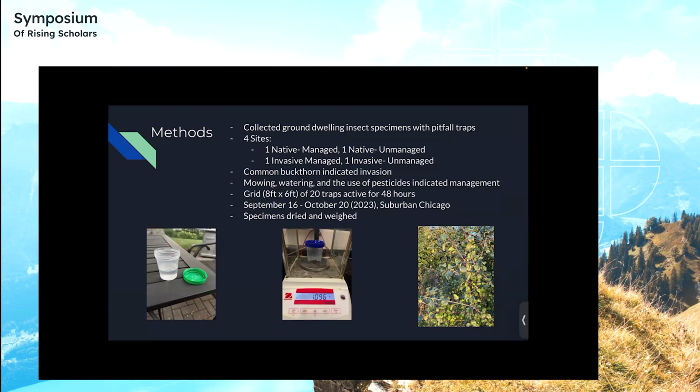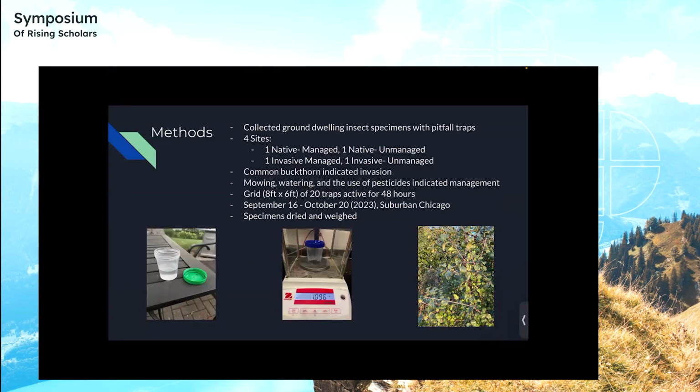So if they said they did any mowing, any watering, or using any pesticides, that would essentially qualify them as a managed site. We ended up installing 20 pitfall traps at each site, leaving them to collect data for 48 hours. After we collected the pitfall traps, the specimens were all dried and weighed. In terms of the way the pitfall traps were laid out, it was an 8-foot by 6-foot grid. They were all evenly spread out.